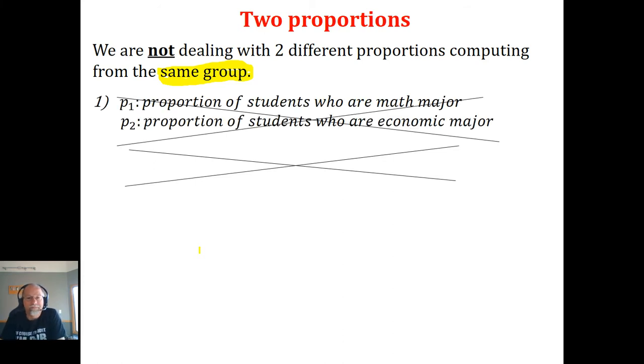First one: the proportion of students who are math majors and the proportion of students who are economic majors. These are not crossover groups. Excuse me, these are not from the same group. They are from a completely different entity, if you will.